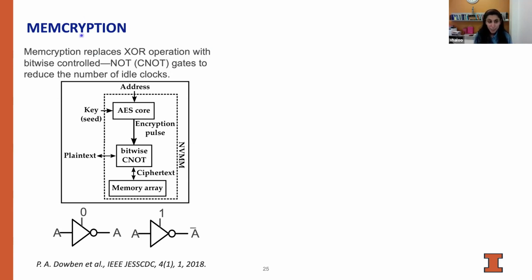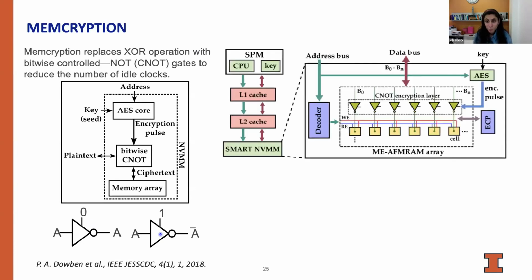in the context of a new sort of application. The main difference between what has been done before and our case is that we remove the XOR gates and implement them with these bitwise CNOT gates. These CNOT gates are controlled NOT, so they can act as a buffer or inverter depending on the control signal. And I think one might be able to implement them with Peter Dowben's transistors that he proposed in 2018. We haven't looked into that very carefully, but I think we could do it that way.